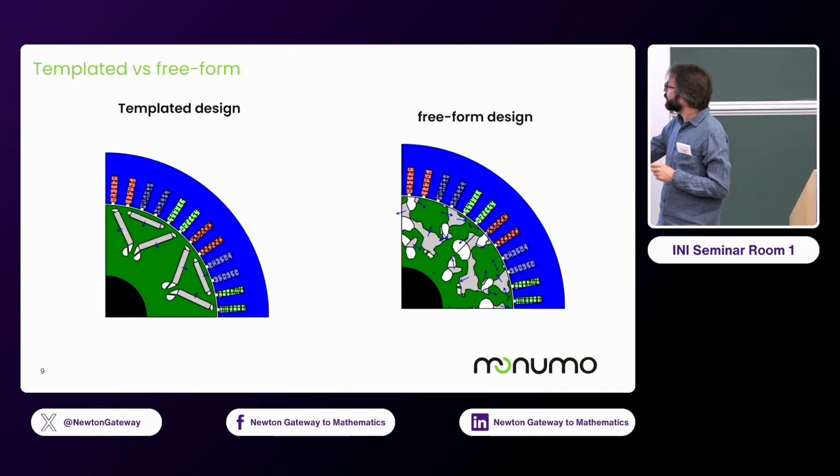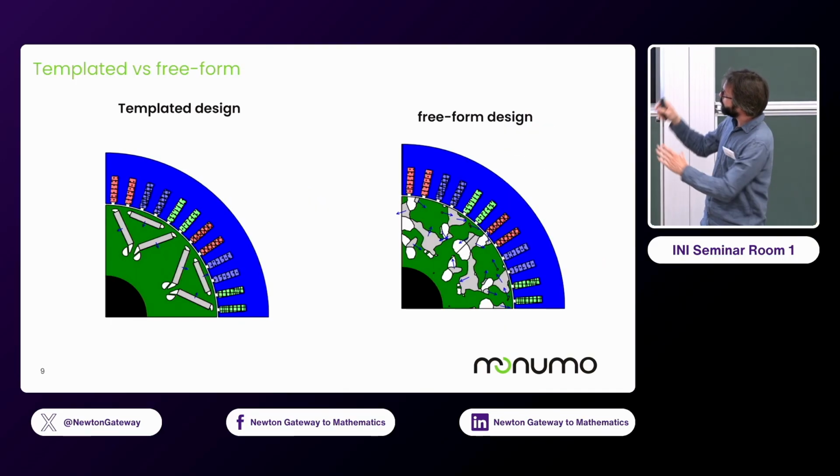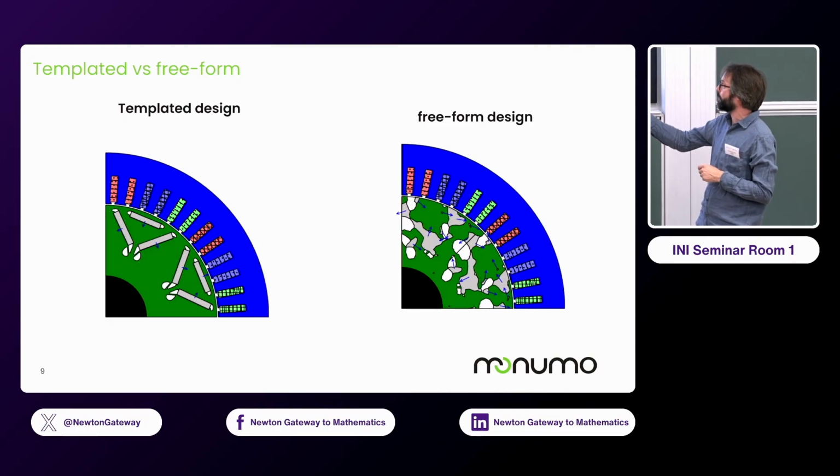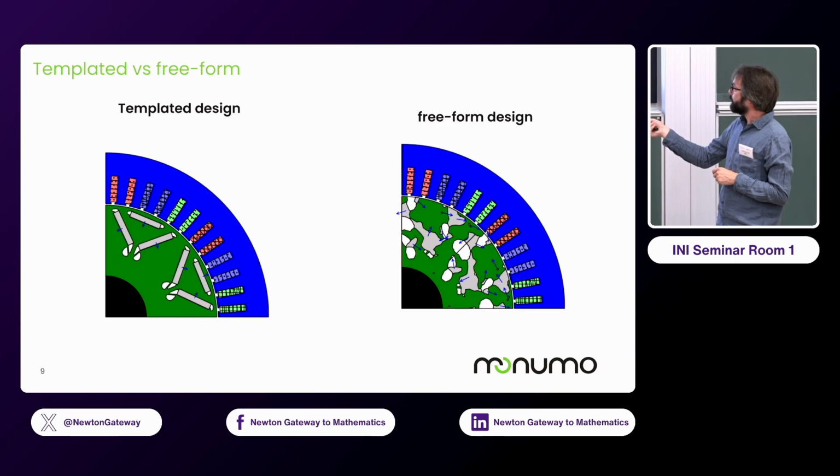So on the left, you have a classic design. This is a quarter of the motor. You have the shaft in the center. The rotor is the part that spins, and the stator has the copper windings in these slots. The current passes through the copper, generates an electromagnetic field that interacts with the magnet, and you get the motor to rotate. But these designs will have a few degrees of freedom.